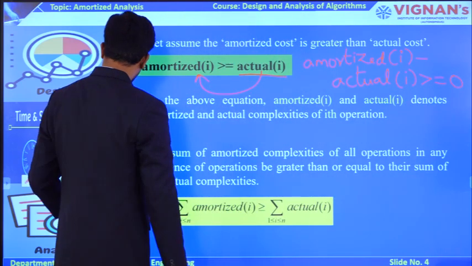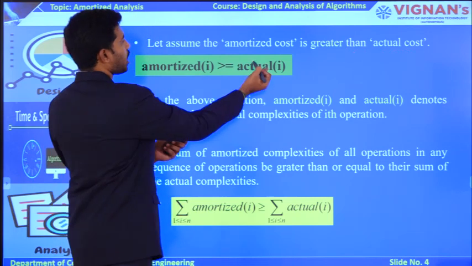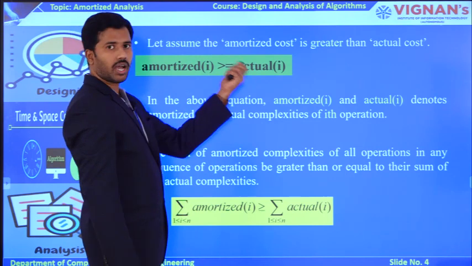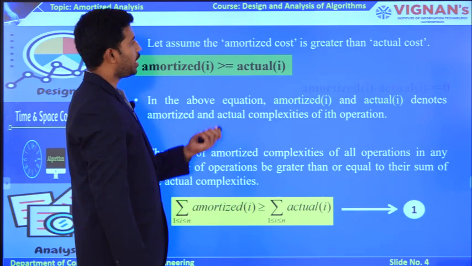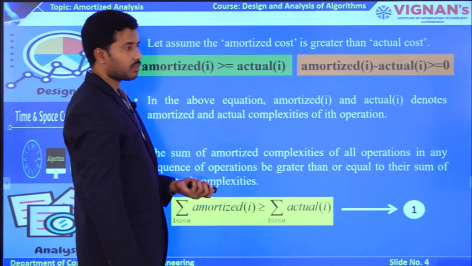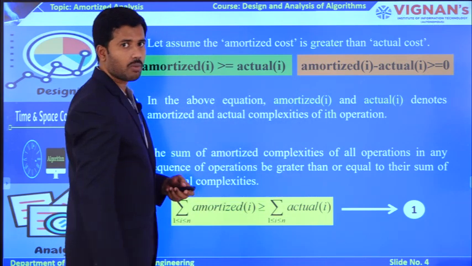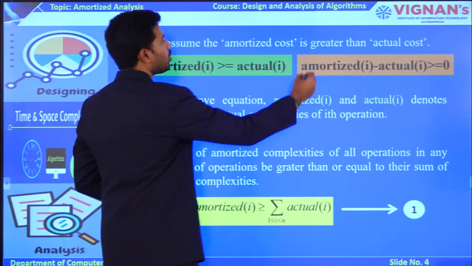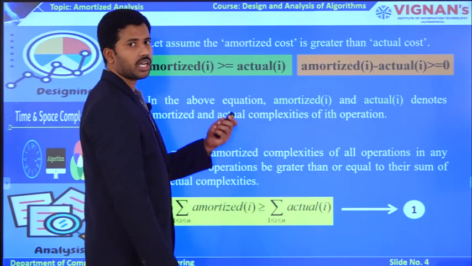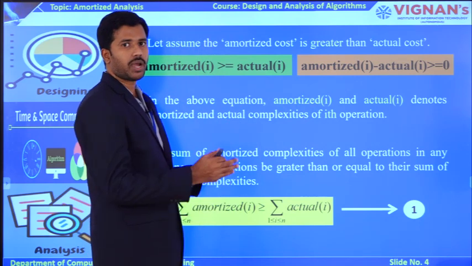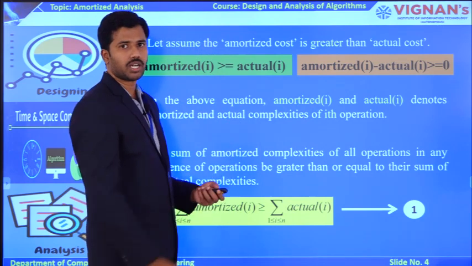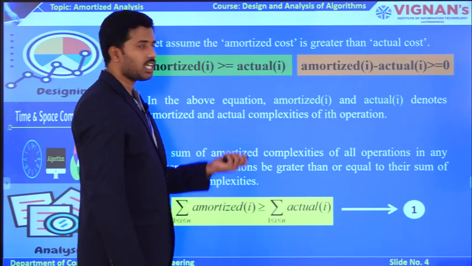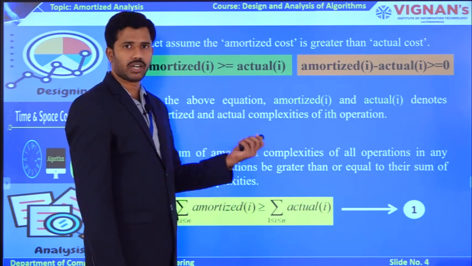Okay. So you try to convert this RHS part to LHS, so that at LHS the actual of I becomes a negative value like this. So amortized of I minus actual of I is going to be greater than or equal to 0. You try to remember this equation so that you can expand or analyze the remaining mathematical calculations. Okay. So now after having these mathematical equations, you need to have a potential function.